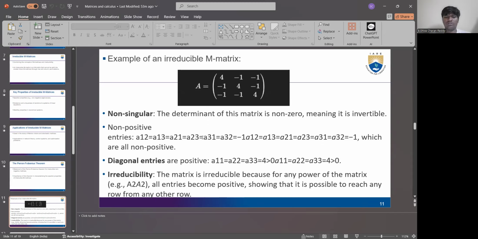Non-diagonal entries are negative and diagonal entries are positive, which as you can see here, A11, A22, and A33 are all equal to 4, which is greater than 0. Irreducibility: the matrix is irreducible because for any power of the matrix, all entries become positive, showing that it's possible to reach any row from another row. So if you try any power of matrix A, like A squared, you can reach a row from any other row.